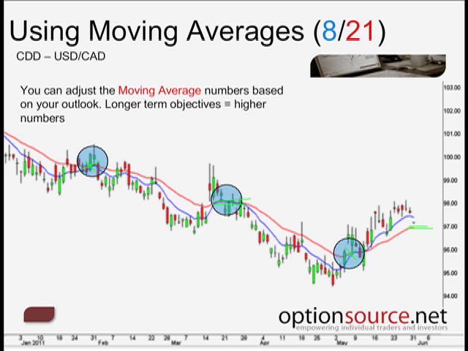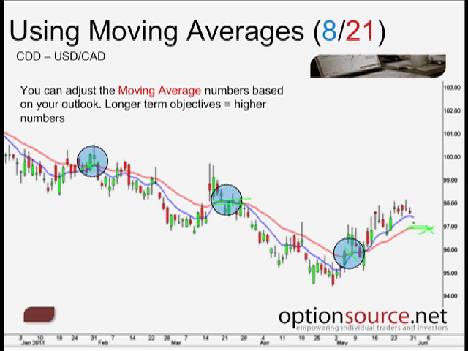But by putting these moving averages in place, we recognize that the 21-bar moving average is more or less a support line. And so what we want to be looking for today is whether or not today's price action closes below that 21-bar moving average, or whether that 21-bar moving average actually holds as support.